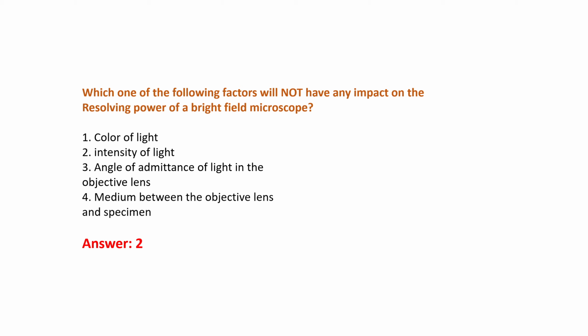Next, which one of the following factors will not have any impact on the resolving power of a bright field microscope? The color of light, intensity of light, angle of admittance of light in the objective lens, and option 4 is the medium between objective lens and specimen. The right answer will be intensity of light. So intensity of light will not have any impact on the resolving power of a bright field microscope, and the other three options have some impact on the resolving power of a bright field microscope.